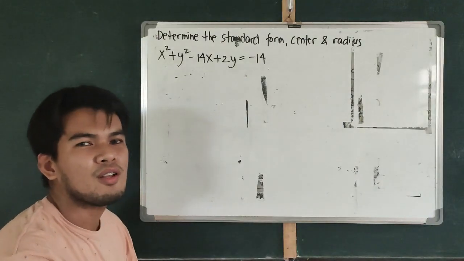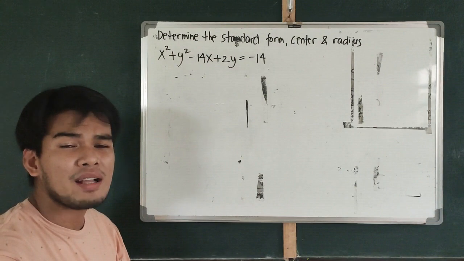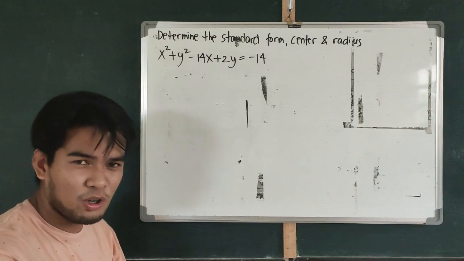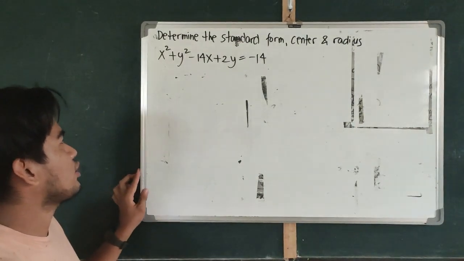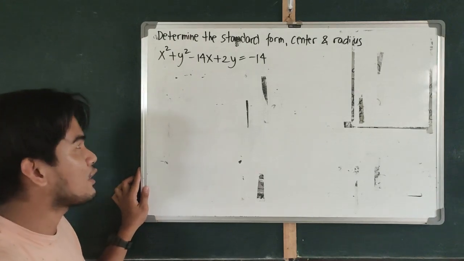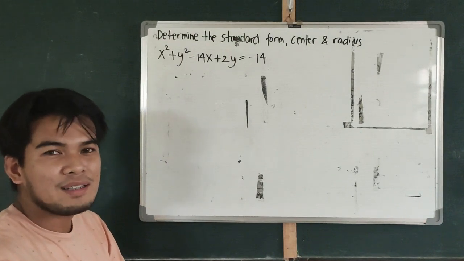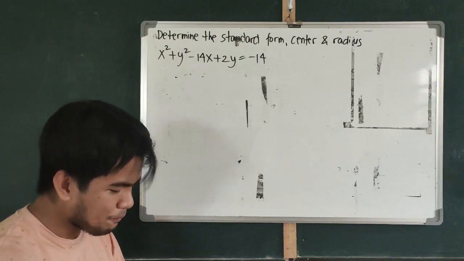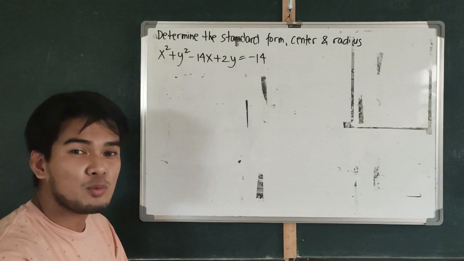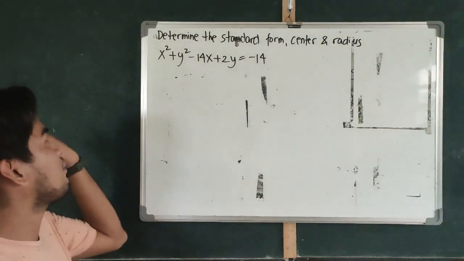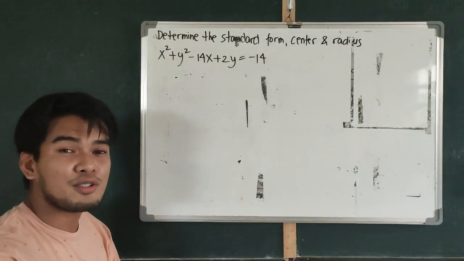Okay, so in this example, we will determine the standard form, the center, and the radius of a circle kapag ang given ay ang kanyang general form. Okay, so we are asked to identify the standard form, center, and radius of x squared plus y squared minus 14x plus 2y is equal to negative 14. So, anong method ang gagamitin natin? We use the completing the square method. Okay, so first step, make sure na ang numerical coefficients ni x squared at ni y squared ay 1. So looking at our given, si x squared at si y squared, both of their coefficients is already 1.